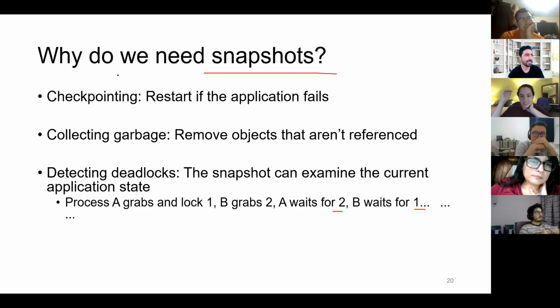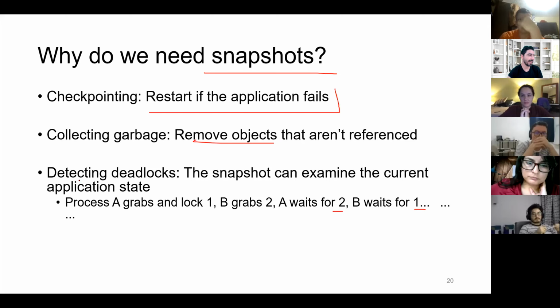So by using a snapshot, you can make sure your system can recover from failure. Then the most important one, which happens a lot, is that you want to make sure you're collecting garbage, meaning those objects that are not used or not referred to, so you can remove them. And also that there is no deadlock in the system, no process waiting for other resources for a long time.